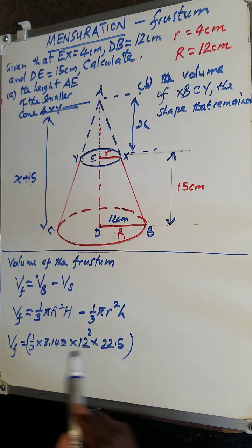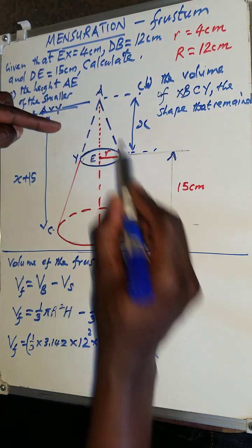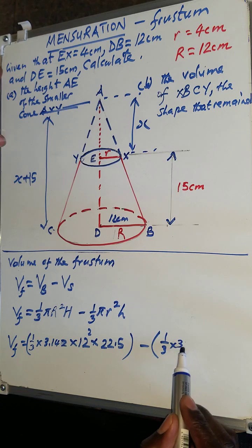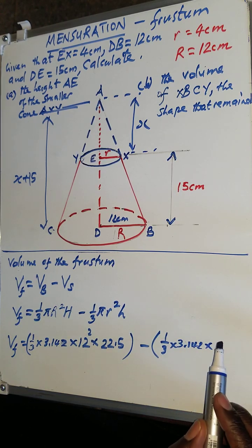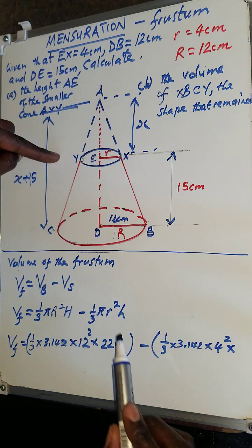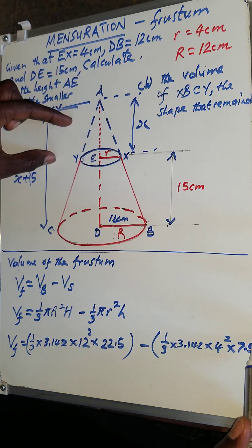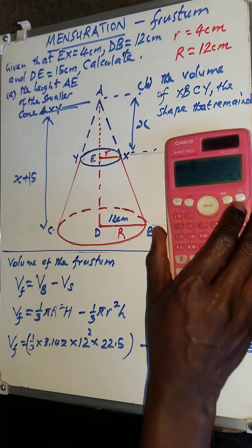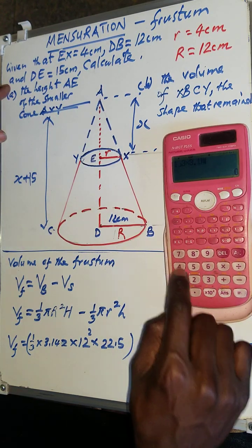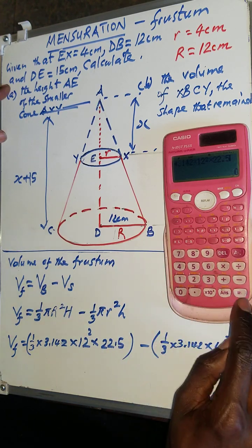Whatever we get from here, we subtract the volume of the smaller cone. So the volume of the bigger cone minus the volume of the smaller cone. So that is going to be 1/3 multiplied by 3.142 multiplied by the radius of the smaller cone, which is 4 squared, times the height of the smaller cone. Remember, we got that one to be 7.5. So we can work that out on the calculator and see. It will be 1/3 multiplied by 3.142 multiplied by 12 raised to the power 2 multiplied by 22.5.